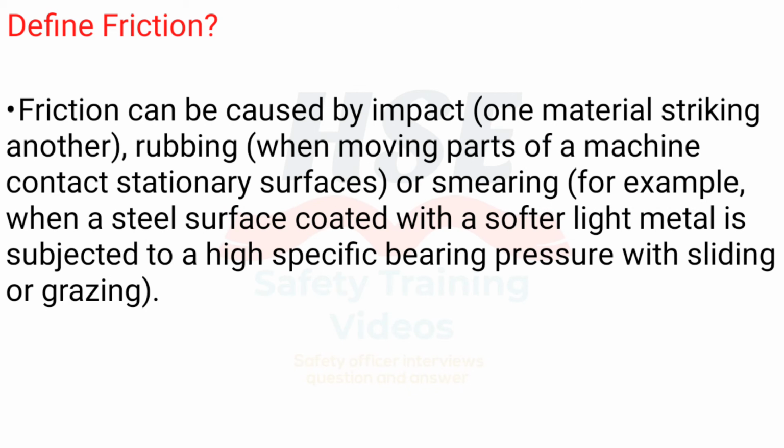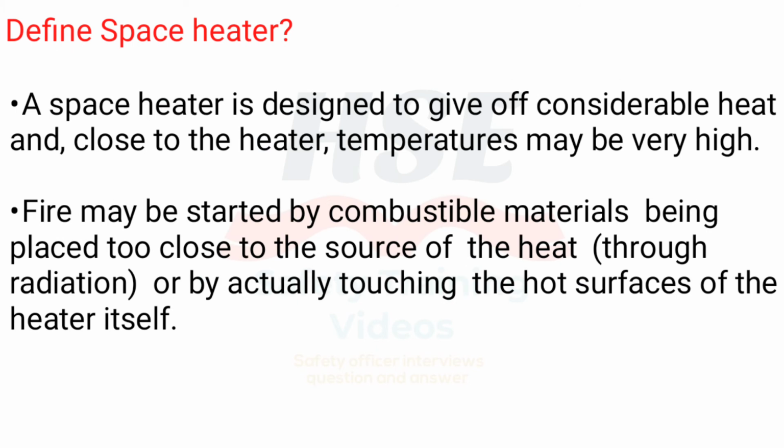Friction can be caused by impact, one material striking another; rubbing, when moving parts of a machine contact stationary surfaces; or smearing, for example, when a steel surface coated with a softer light metal is subjected to a high specific bearing pressure with sliding or grazing.